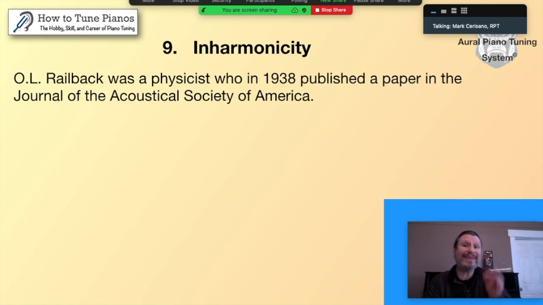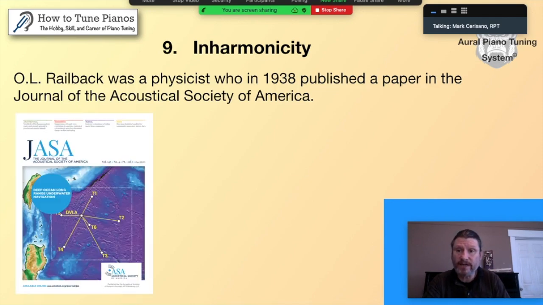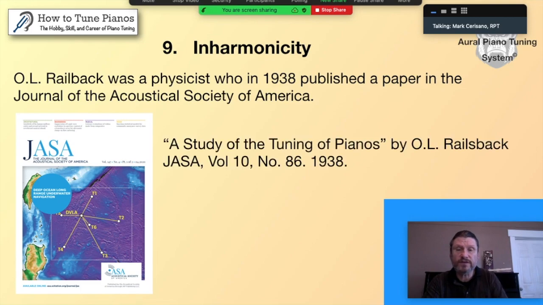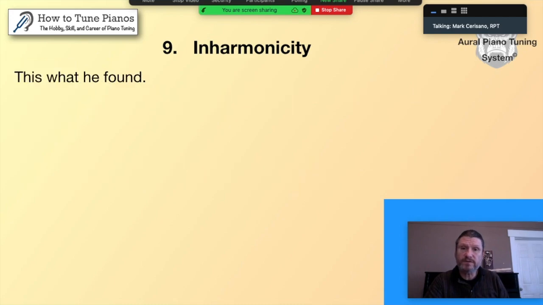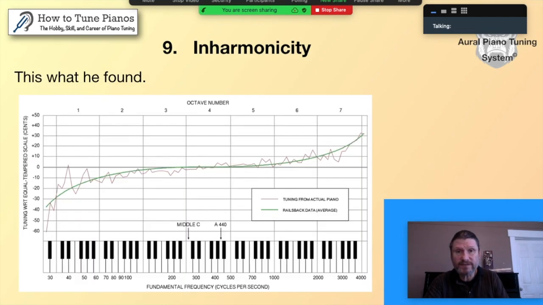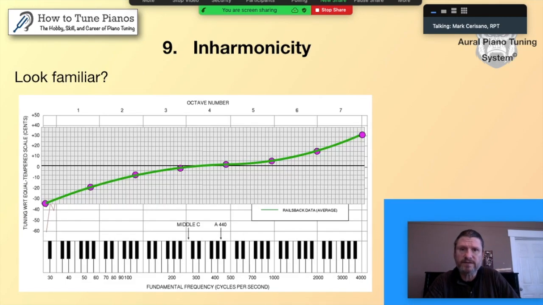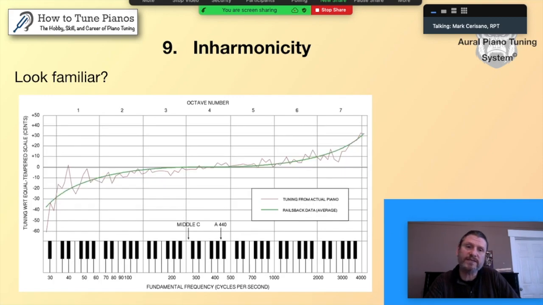Well, it turns out in 1938, a physicist named O.L. Railsback published a paper in the Journal of the Acoustical Society of America, and it's still going. This is the journal. He called it A Study of the Tuning of Pianos. And what he did was very simple. He just measured the strings of a finely tuned piano. And this is what he found. Does that look familiar? It's the same graph that we just produced. Higher notes in the treble, lower notes in the bass.